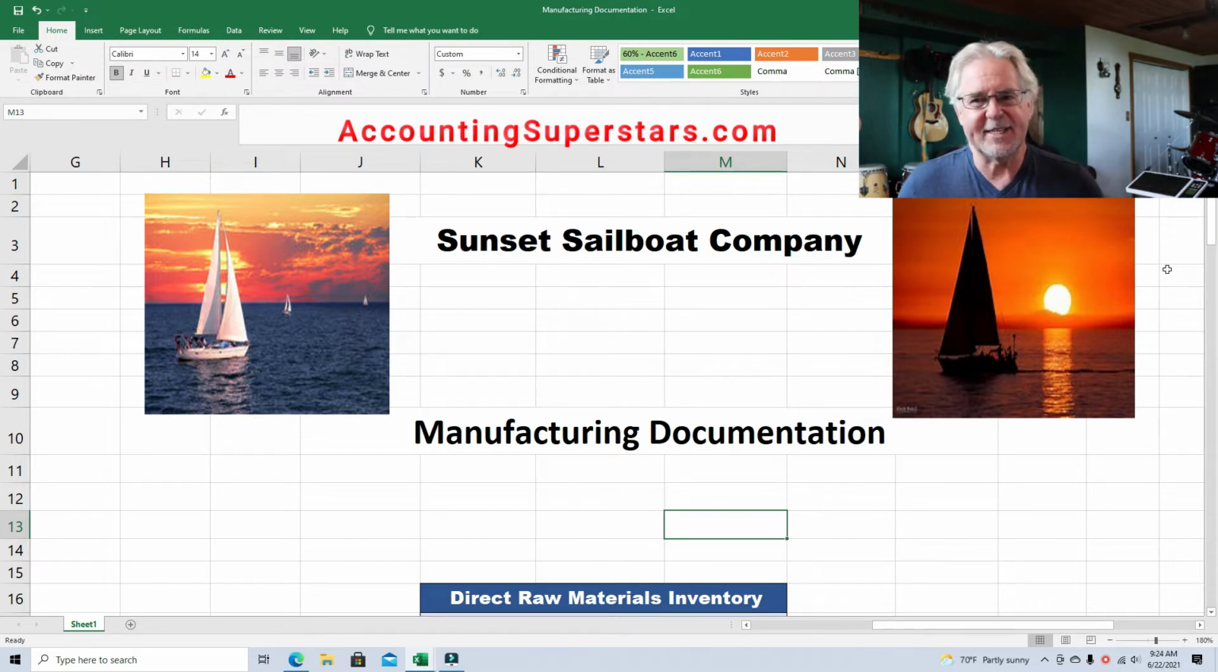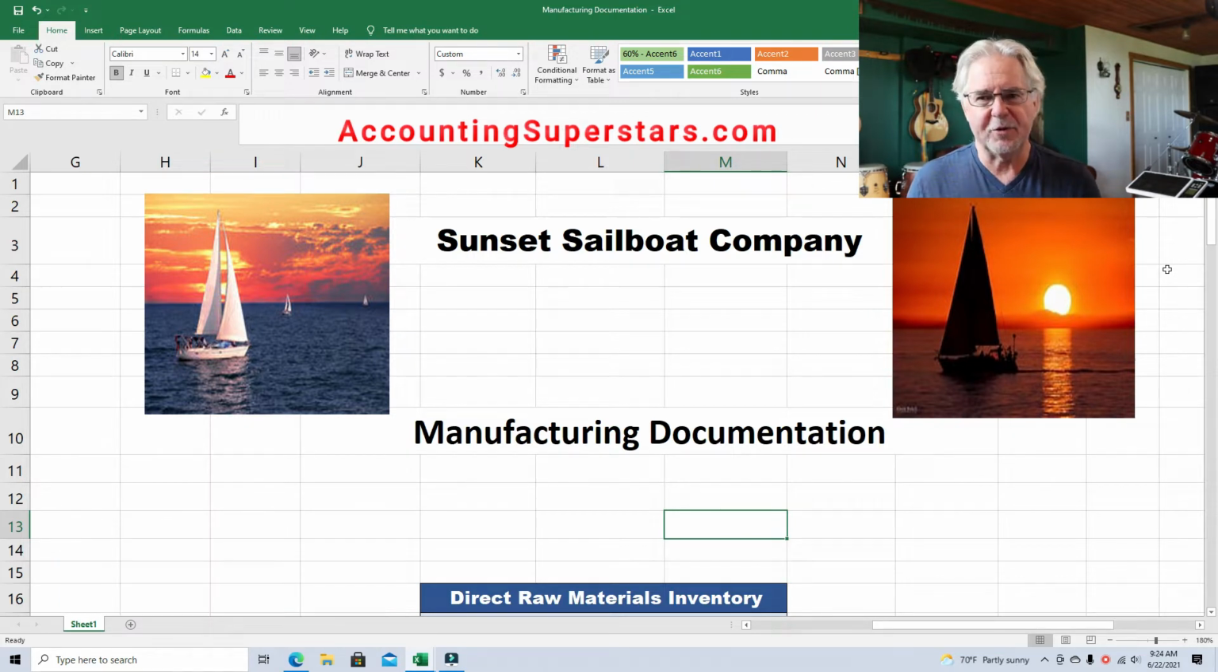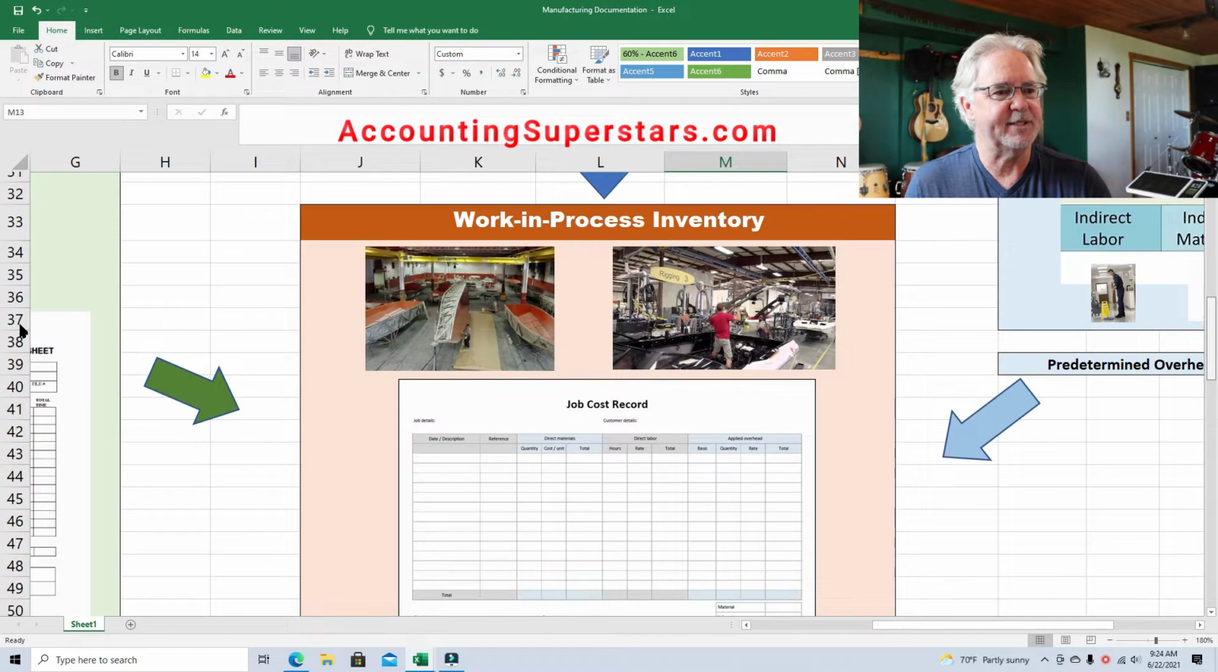So today's lesson is about manufacturing documentation. Understanding how the documents flow in a manufacturing accounting system really helps you understand what's going on. So it's not hard. We'll get right through it here. So I'm going to scroll down the page to work in process inventory.